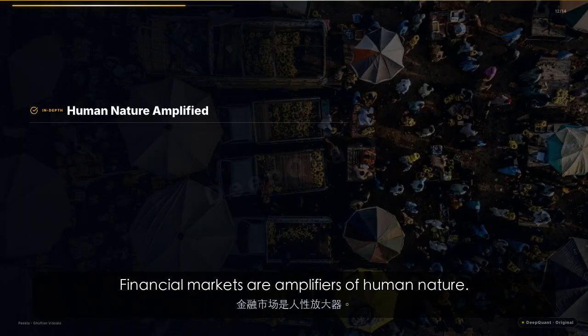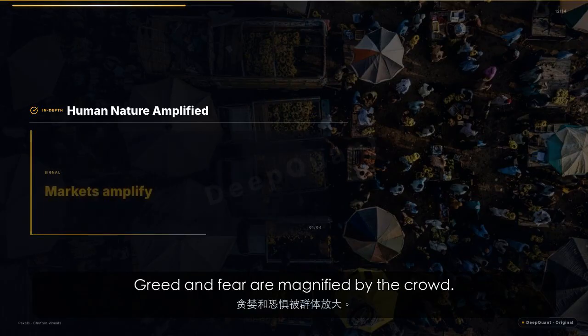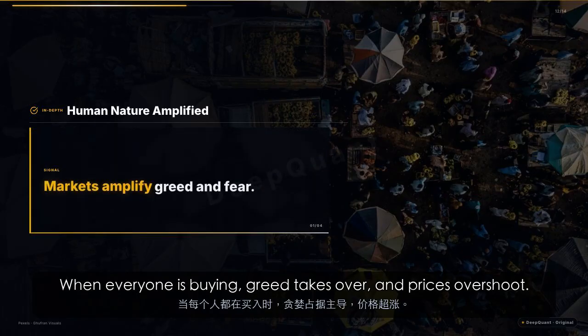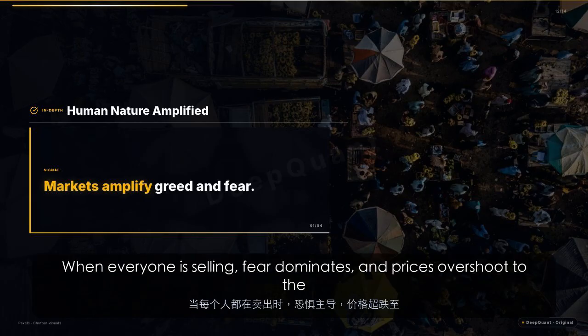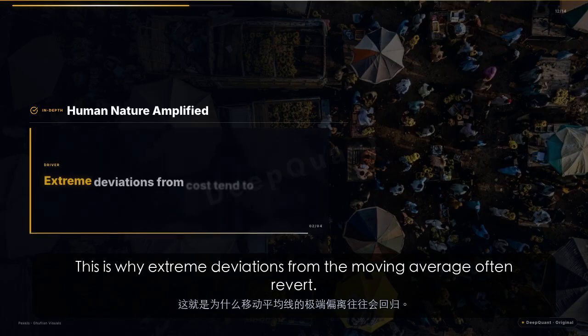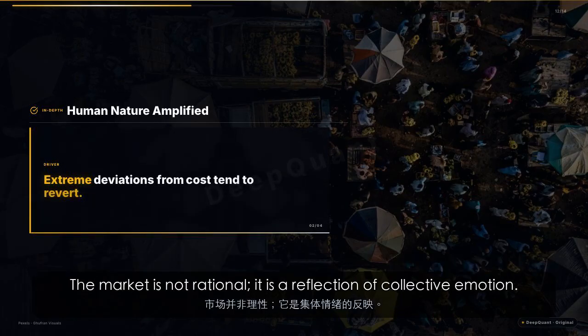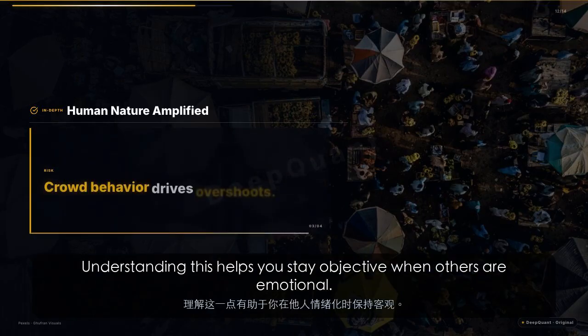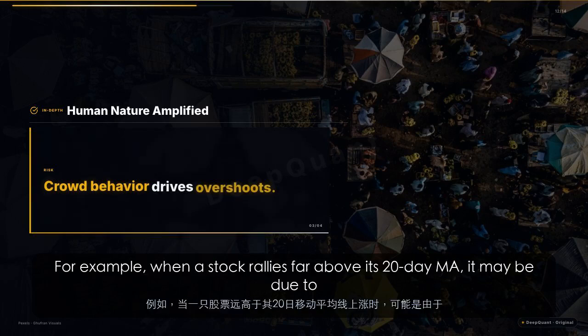Financial markets are amplifiers of human nature. Greed and fear are magnified by the crowd. When everyone is buying, greed takes over, and prices overshoot. When everyone is selling, fear dominates, and prices overshoot to the downside. This is why extreme deviations from the moving average often revert. The market is not rational, it is a reflection of collective emotion. Understanding this helps you stay objective when others are emotional.